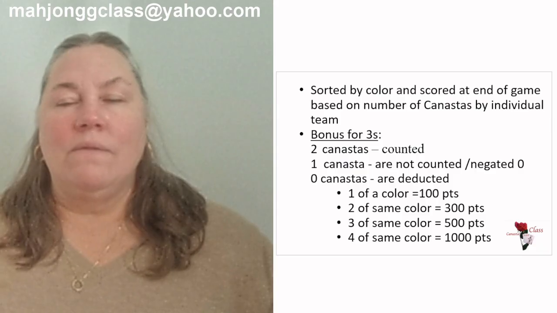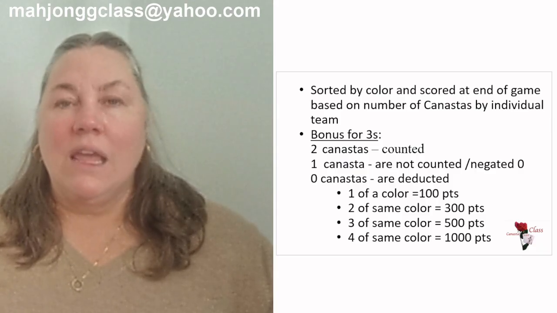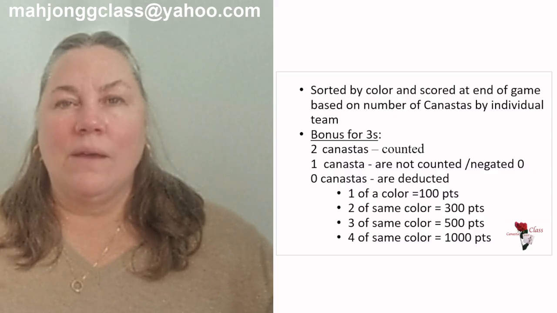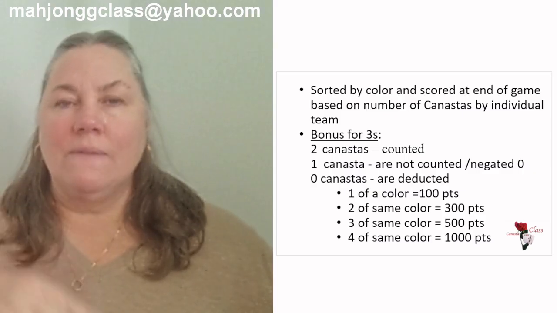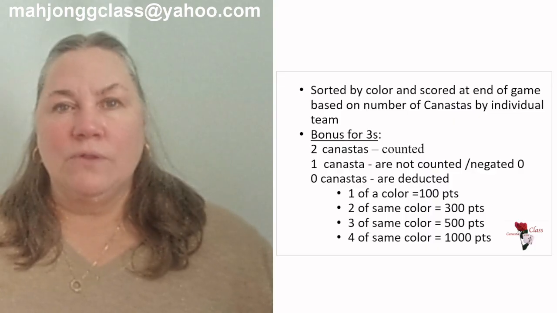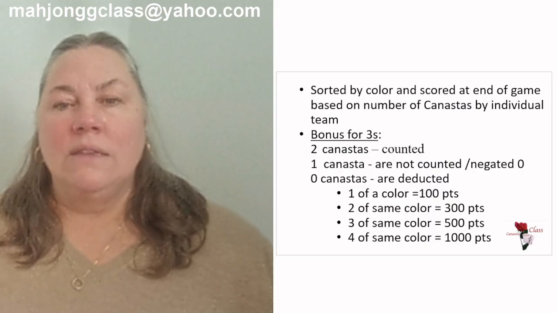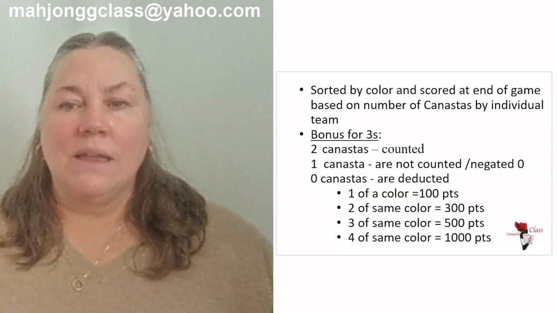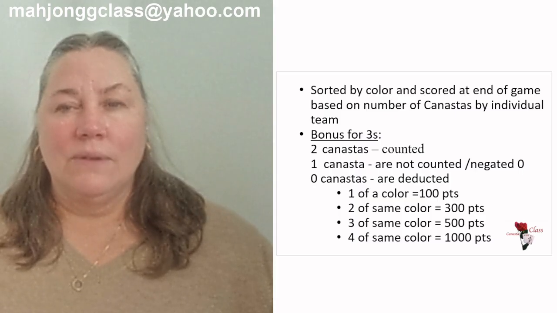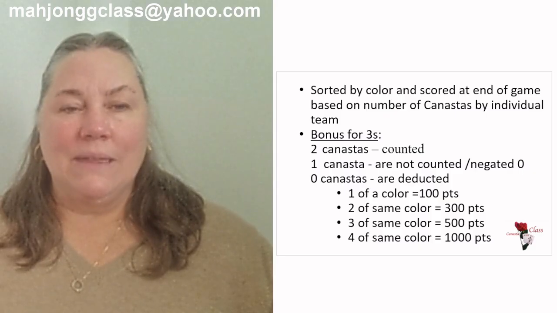If you have 1 red 3, it's 100. If you have 2 red 3s, the point value, not the individual cards, but the grouping of the 2 red 3s, becomes 300. The same goes for black 3s. So if you had 3 black 3s, it would be 500 points. If you had 4 black 3s, you would have 1,000 points.